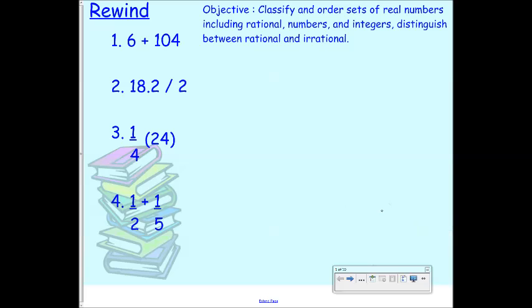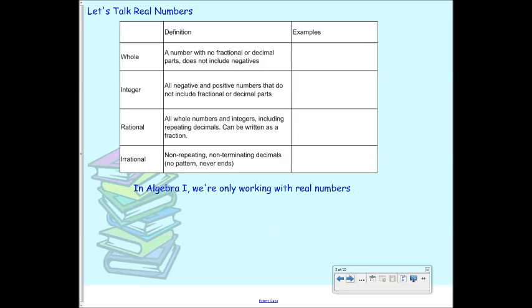Okay, so we're going to start today talking about classifying and ordering real numbers. But before we talk about classifying and ordering them, we're going to talk about what a real number is. All the numbers that we're worried about in Algebra 1 are going to be real numbers.